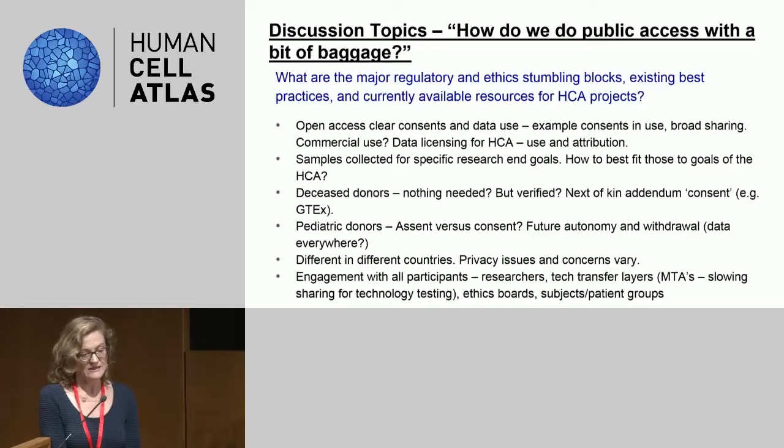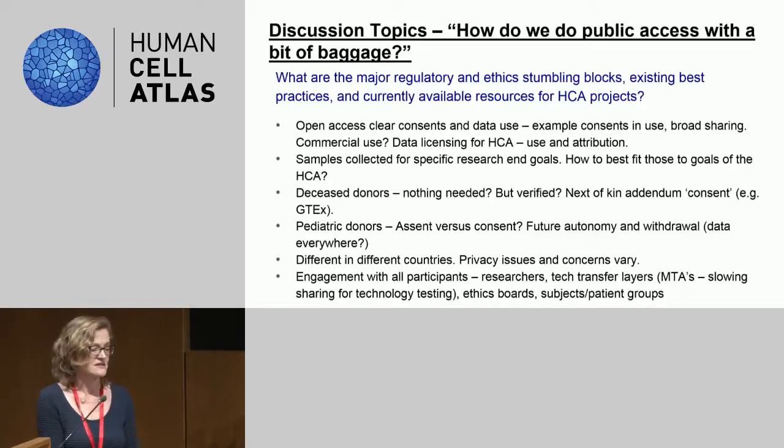So one of the other topics we discussed was that many of the samples are currently collected for specific research end goals. So over the course of this meeting, we've discussed samples from deceased donors, from pediatric collections, and from surgical biopsy and others. And particularly many of those sort of surgical and biopsy samples that are from living individuals or focused studies where people are studying the heart or some other organ. Many of those come from research projects that are established, and they have very specific research end goals. So there are lots in the room who are part of projects like that who really wanted to know, how do we best fit those goals to the sort of broader general goals of the HCA?